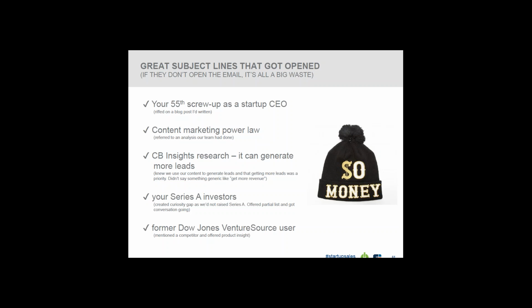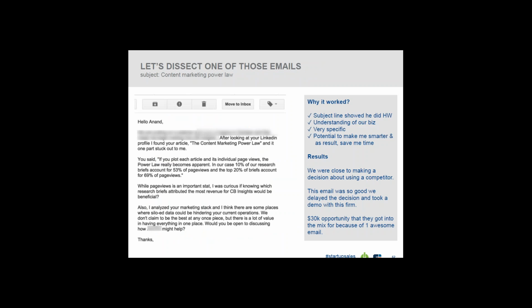The fifth one was former Dow Jones VentureSource user, so we compete with this product from Dow Jones. So immediately that kind of got me to pay attention, got me to open it up. And then in the email, the person actually delivered some product insight. So it's not just about getting them to open it. It's a big part of it, but then you've got to actually deliver. And so this is one of those emails.